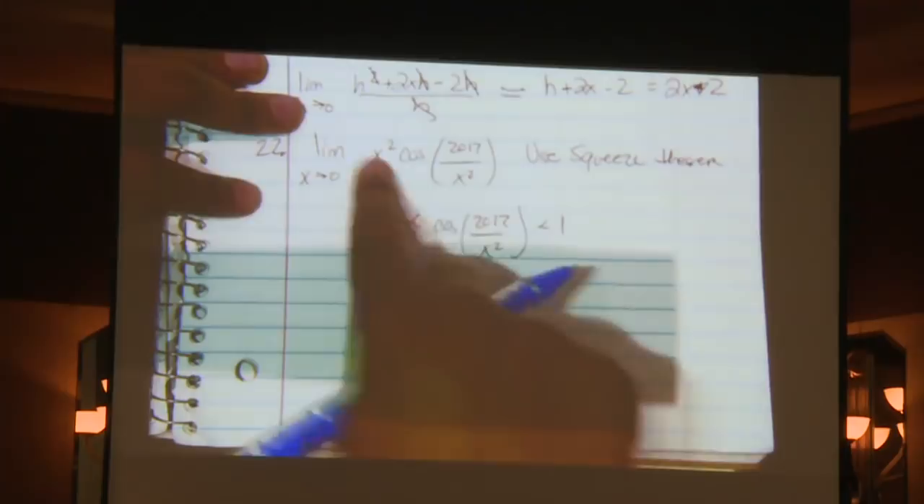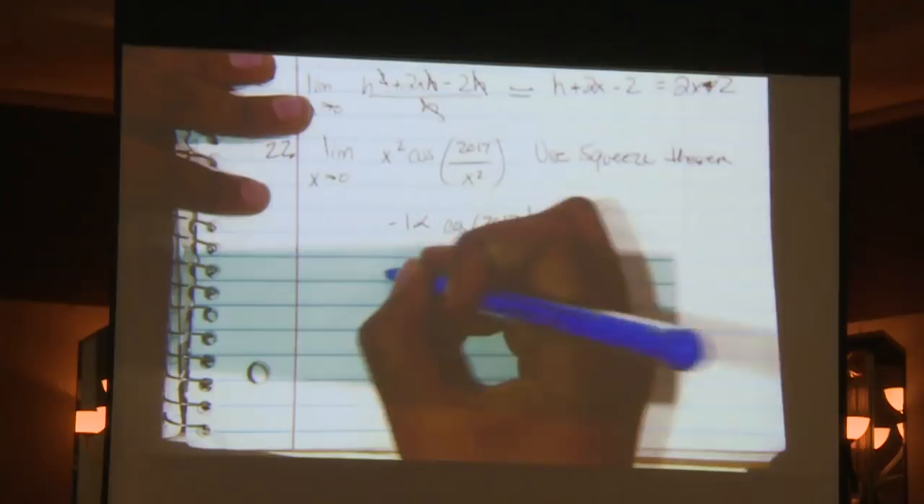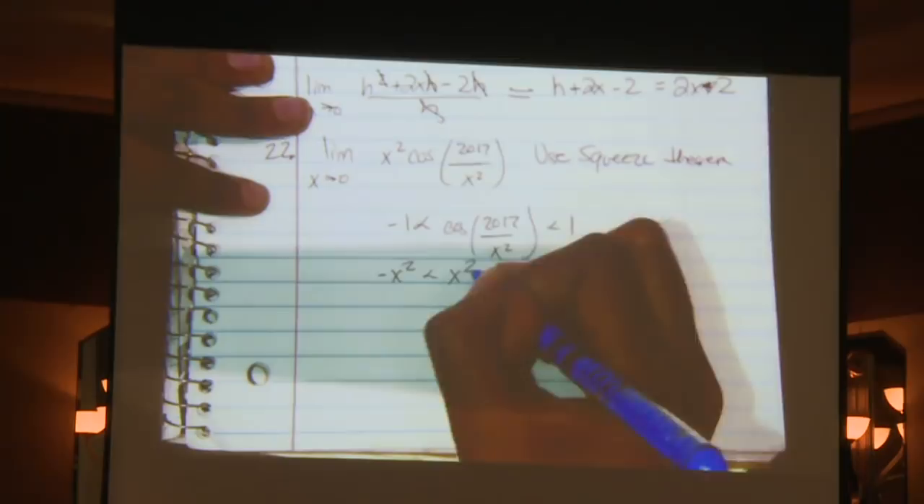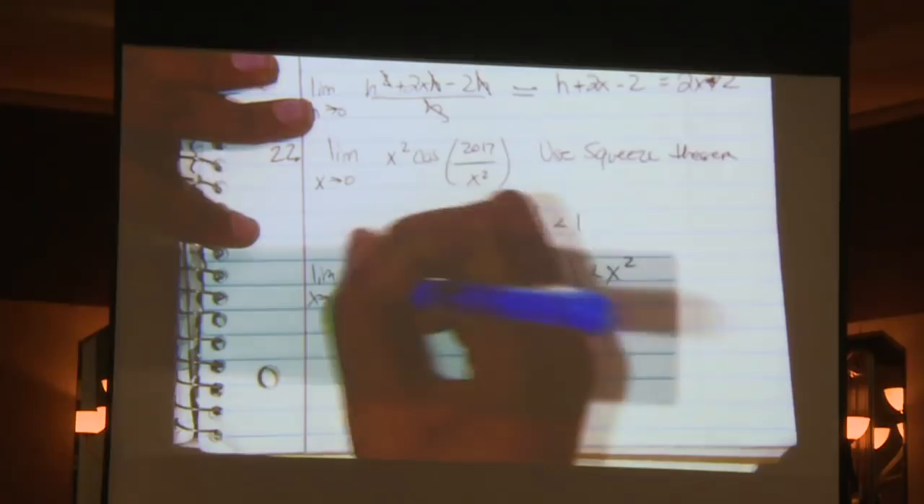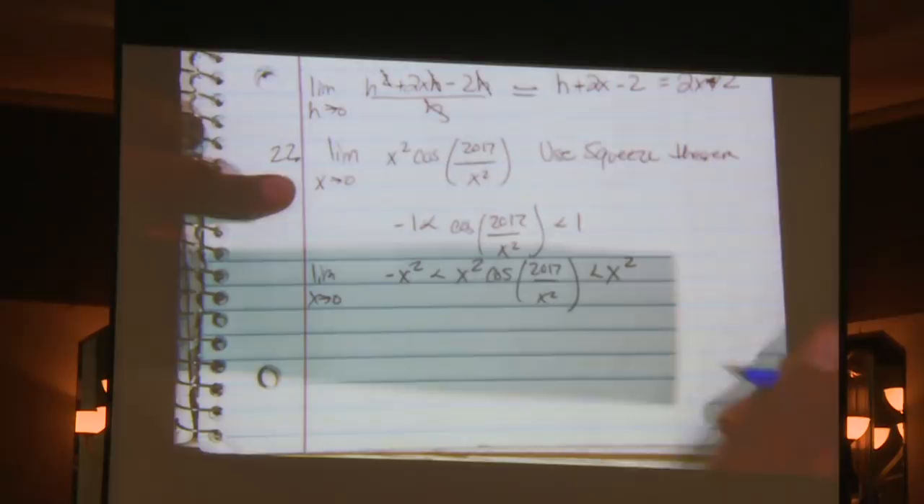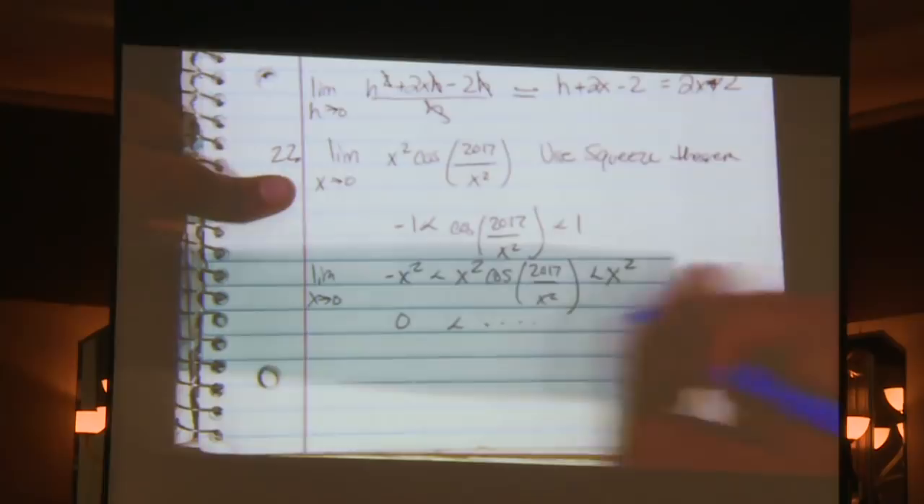Now add on. So whatever I do to the middle, I have to do to the outsides. If I'm multiplying the inside by x squared, I also have to do the same to the outsides. So negative 1 times x squared is negative x squared. You multiply your x squared into the inside. Then 1 times x squared is x squared. Now you take the limit as x approaches 0. And if you get the same thing on both sides, then that's what your limit is going to be. And that happens. It goes from 0 to 0.